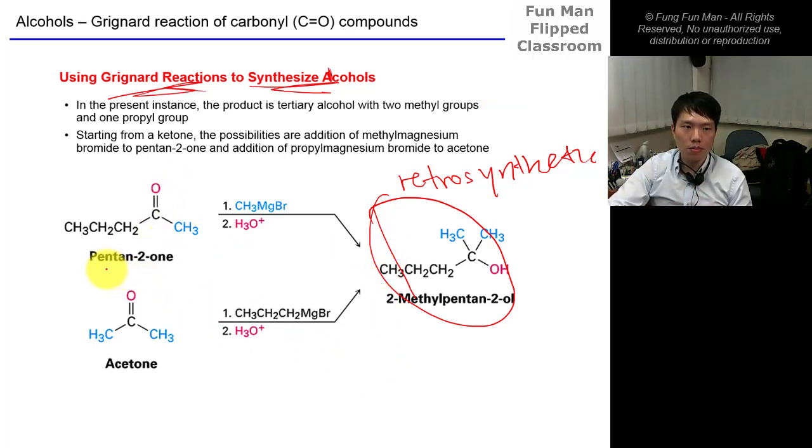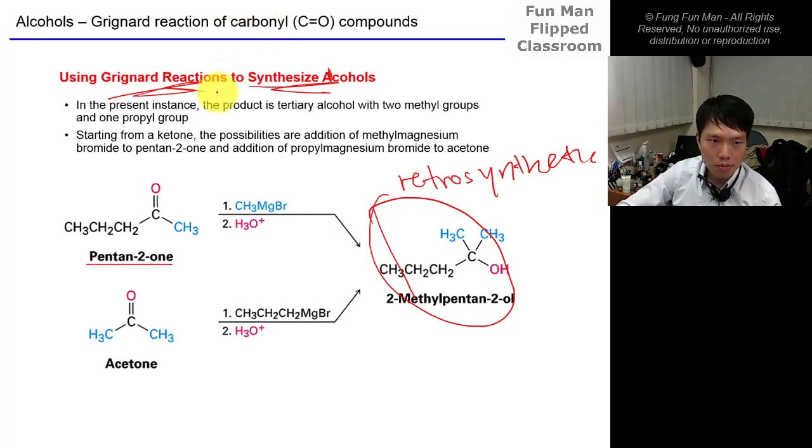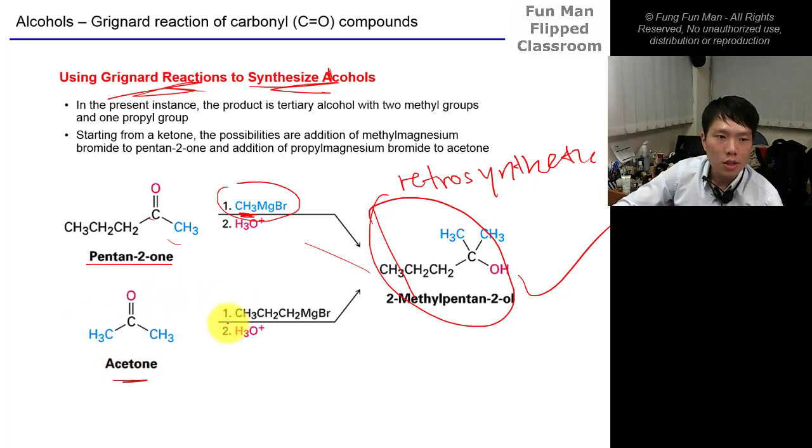If you notice, if I react pentan-2-one with this Grignard reagent, see this blue color, methyl goes in, I get back my product. But if I use a symmetrical ketone called acetone, and I use a longer Grignard reagent here, this black branch, it goes in and I get the same thing. You see that? Cut the fragments up. The black one here can be the incoming group, or I can make the blue one the incoming group.